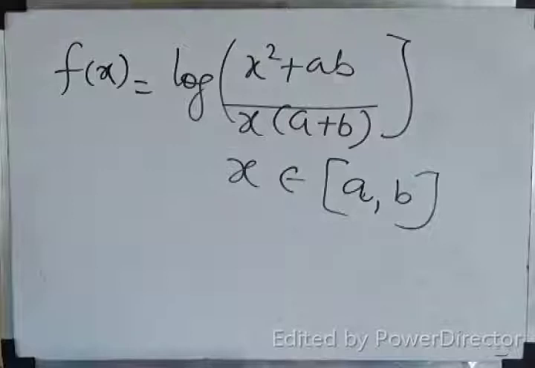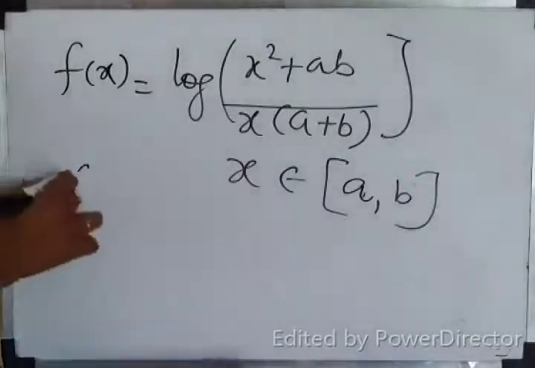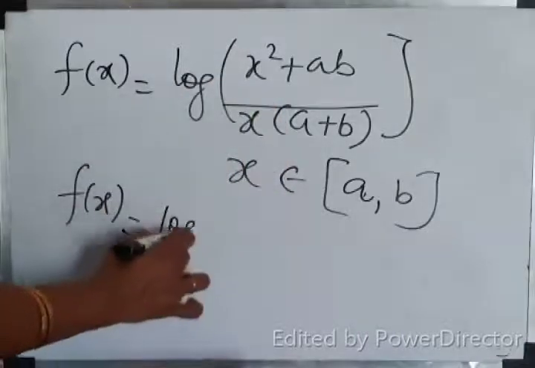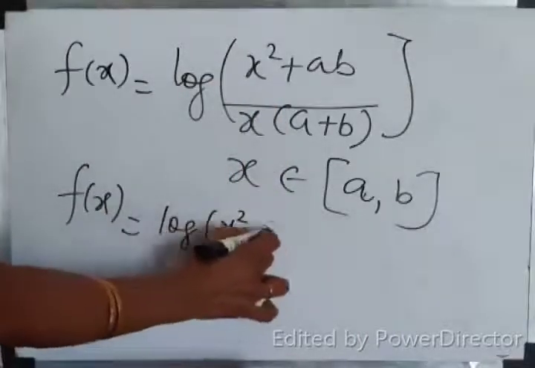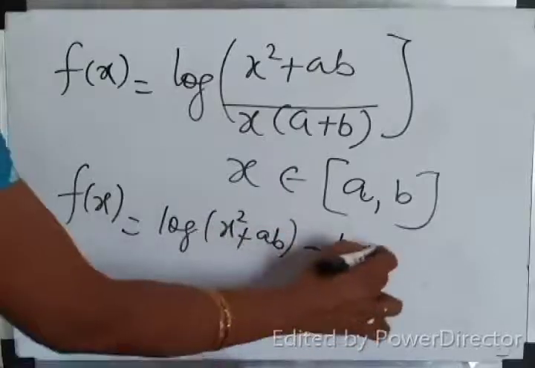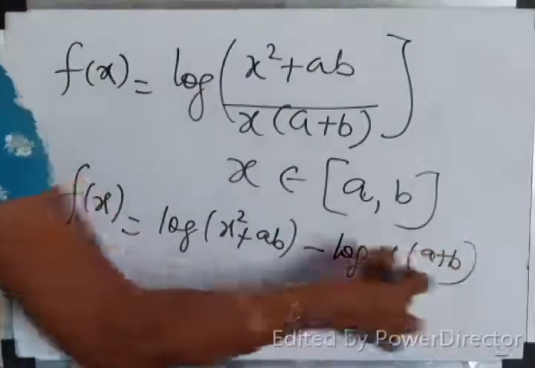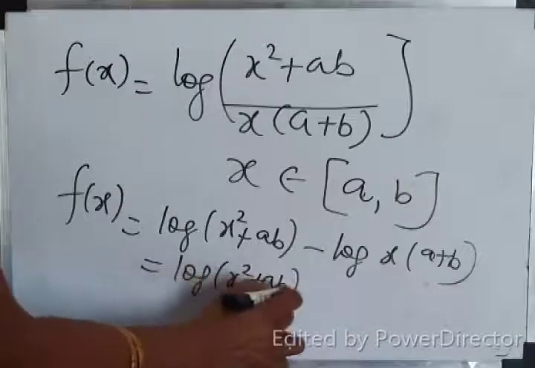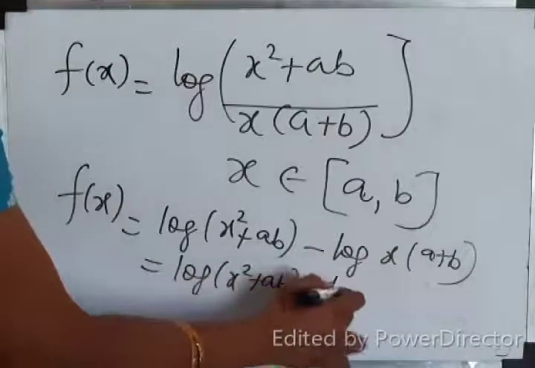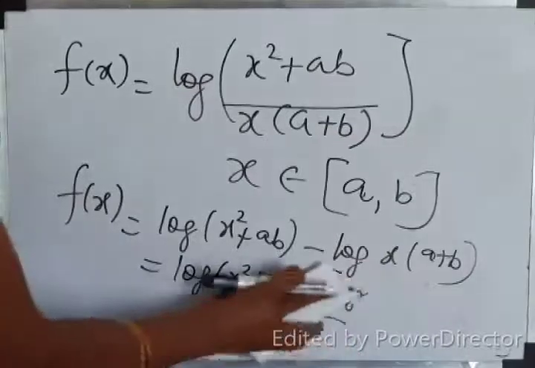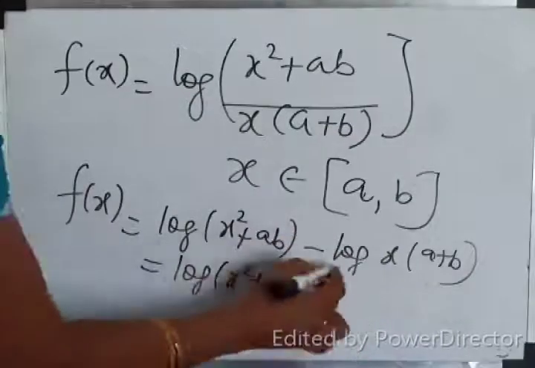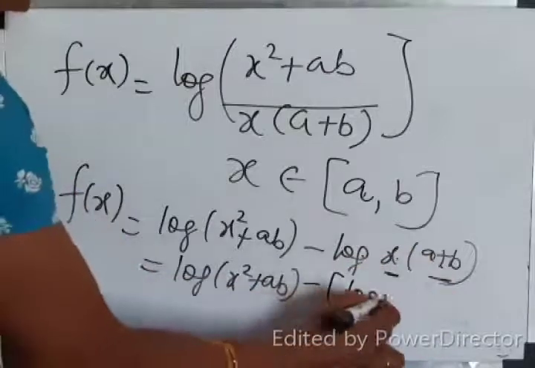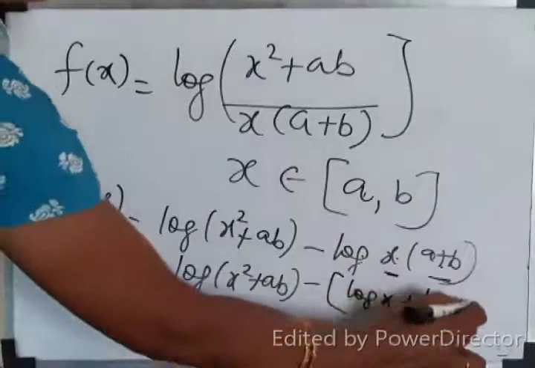Right. This is the question. First, simplify the question. f of x equal to log of m by n. You can write log m minus log n. This is log m, this is log mn. So again, log mn, isn't it? Minus log mn. This is m, this is n. So log of x squared plus ab, plus log a plus b.